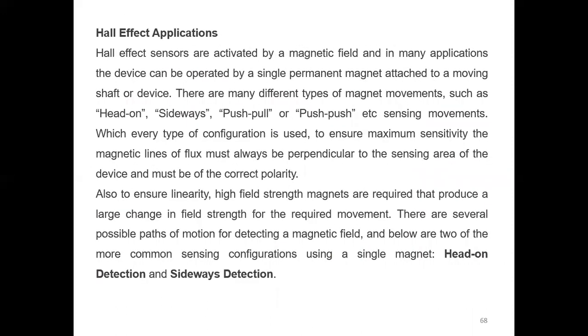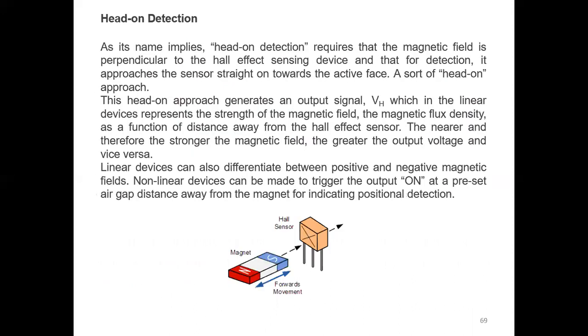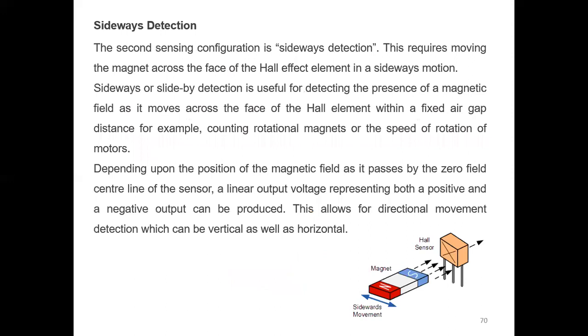Hall effect applications. Most applications use head-on detection. Head-on detection requires that the magnetic field is perpendicular to the Hall effect sensor device. For detection, the magnet approaches the sensor straight towards the active face, a head-on approach. Sideways detection is also possible.